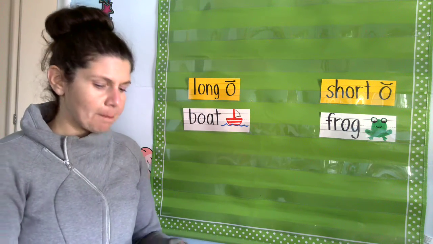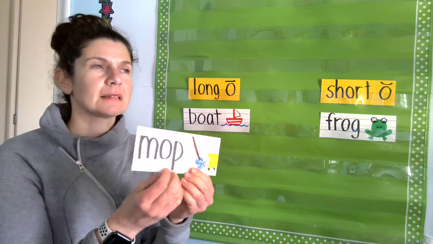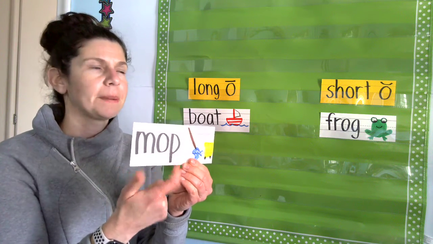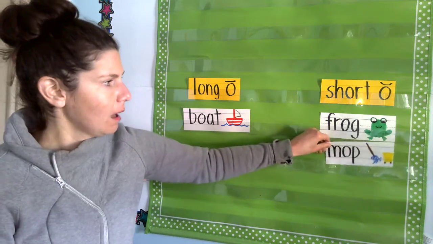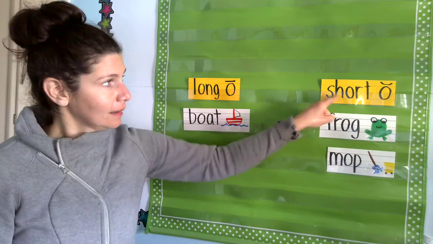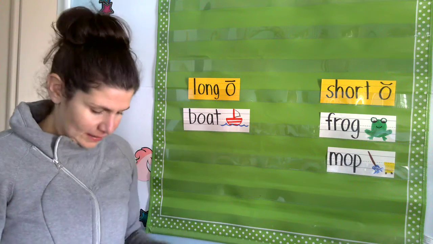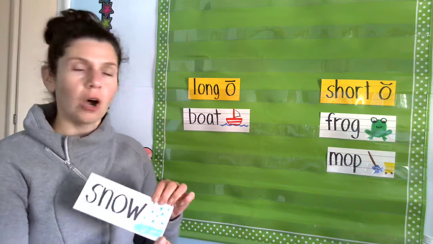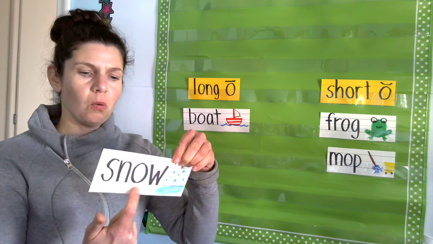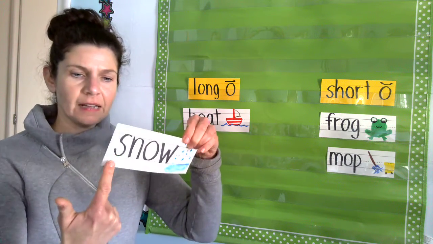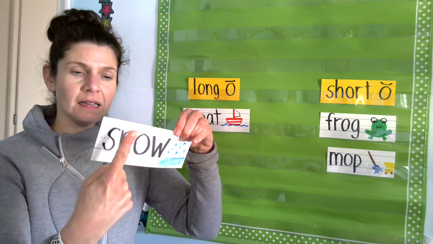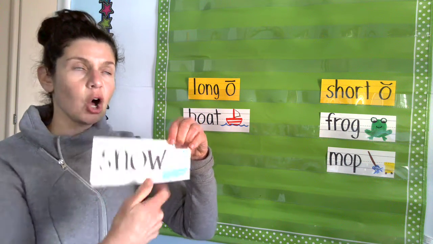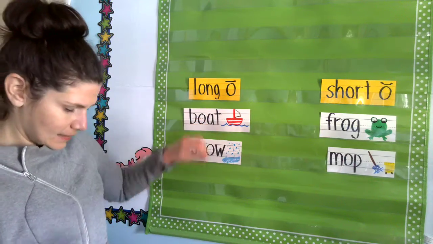Let's see what else. Mop. Slow. Mop. Short O. Ah. Hearing it say its sound. Snow. Snow. Oh. Right away. I hear that when I say it slow, I hear the S, N, and O saying its name.